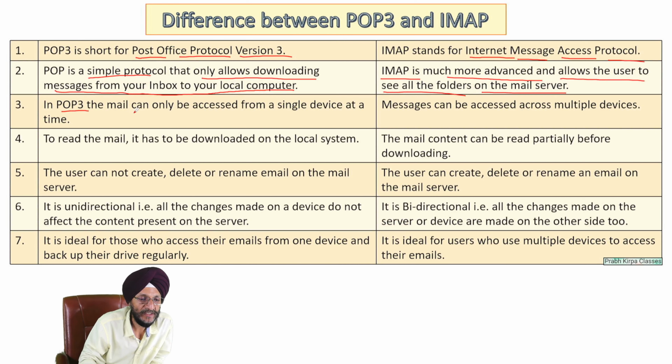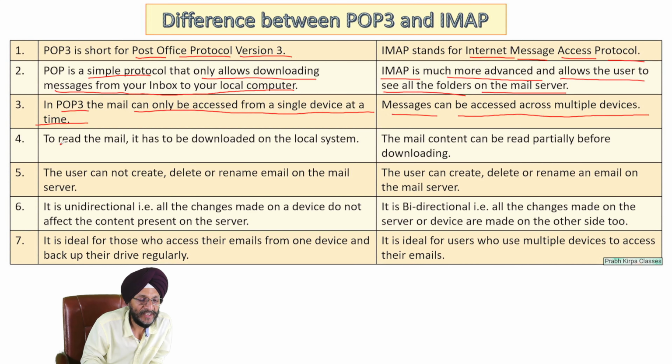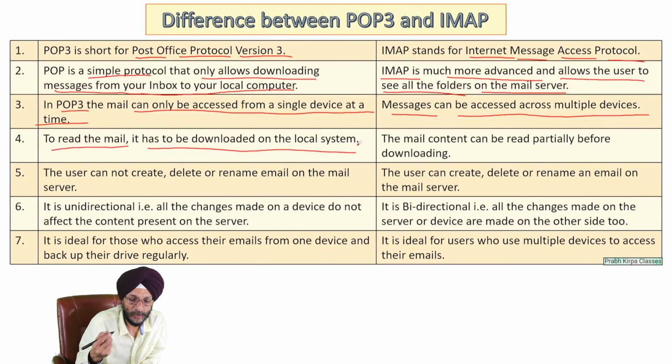In POP3, the mail can only be accessed from a single device at a time. In case of IMAP, messages can be accessed across multiple devices. In case of POP3, to read the email, it has to be downloaded on our computer or local device. Whereas in case of IMAP, the mail content can be read partially before downloading.